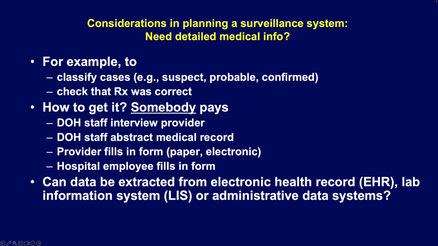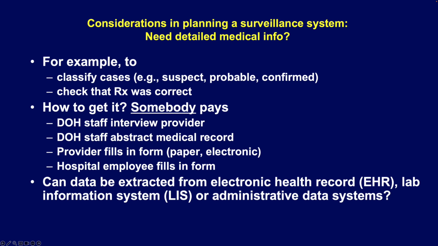Related to operations is whether or not you need detailed medical information. You may need it, for example, to classify cases as suspect, probable, or confirmed, or severe or mild. You may need it to check that a prescription that was given out was the correct one. And then once you realize that you may need this information, how do you go about getting it? It's labor intensive, and so there's a cost and a need for resources. In other words, somebody will have to pay for it.